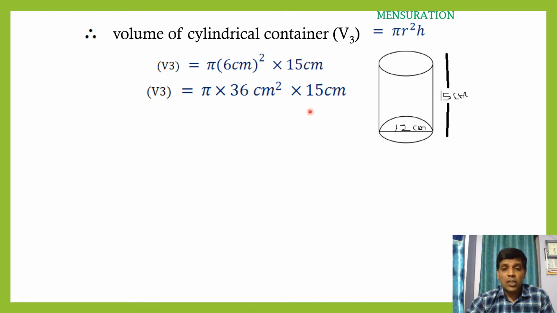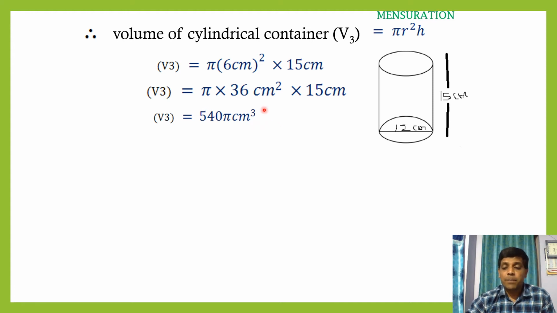Now the next step, what are the numerical values here? 36 into 15 is 540, into π into centimeter square into centimeter, centimeter cube. Are you clear? This is the volume of the cylindrical container. Write on the next step: V3 is equal to 540π centimeter cube. It is the volume of the cylindrical portion.